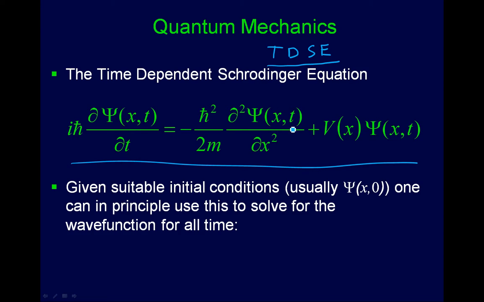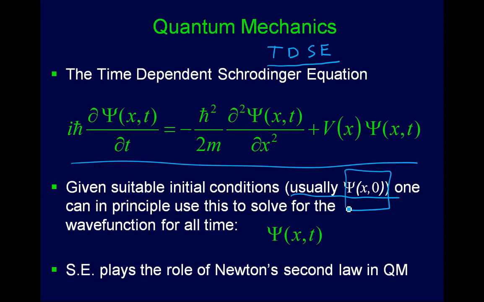So given suitable initial conditions, usually we'll be given the initial wave function. One can, in principle, use this to solve the wave function for all time. And we'll see that this method for doing this is basically the same method we've been using for time evolution with our state vectors. And so the Schrodinger equation plays the role of Newton's second law in quantum mechanics.